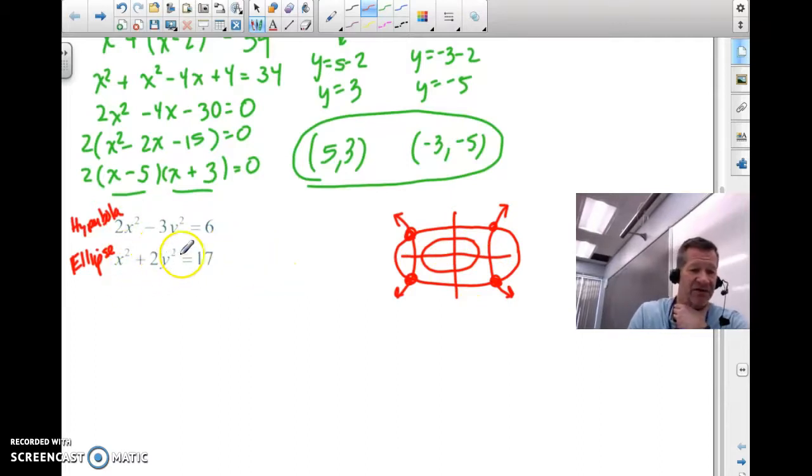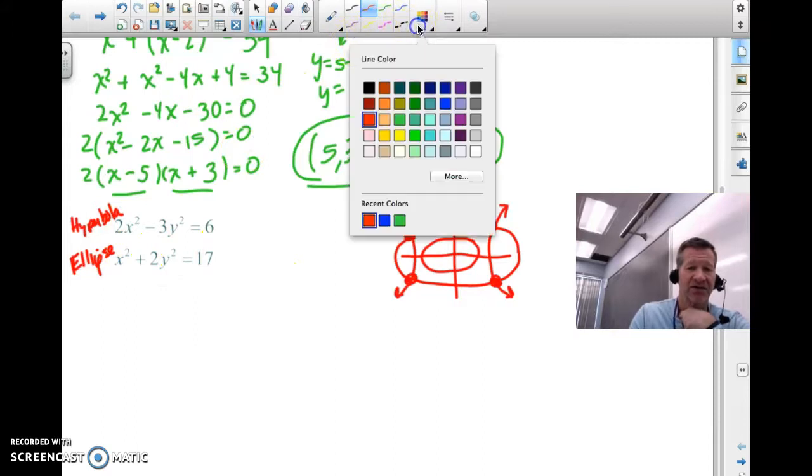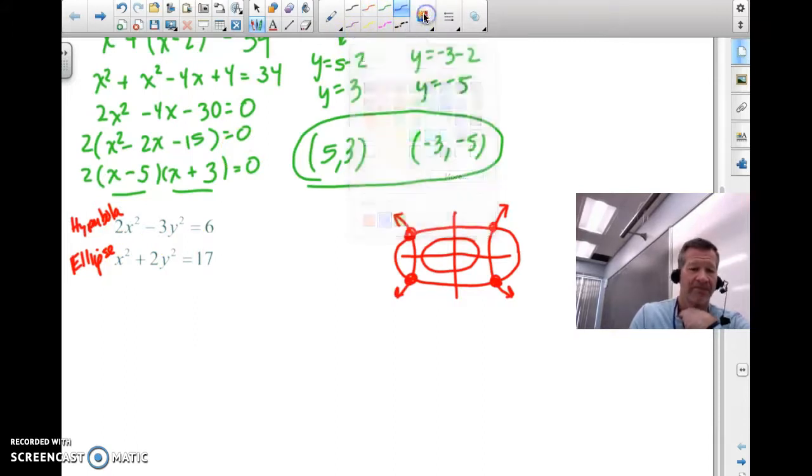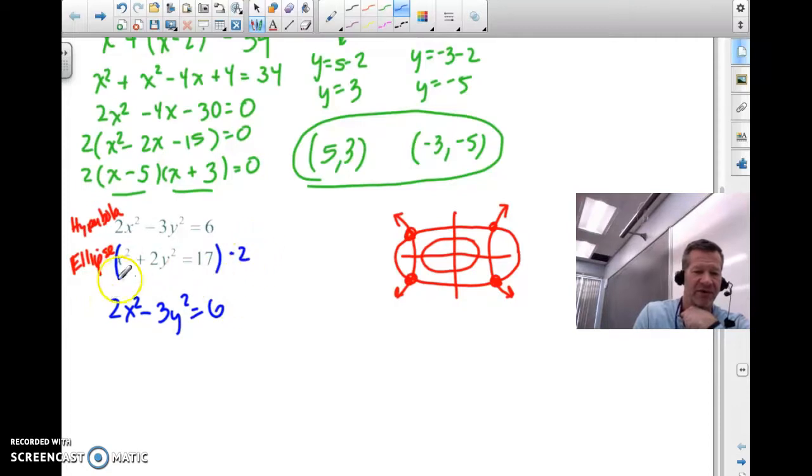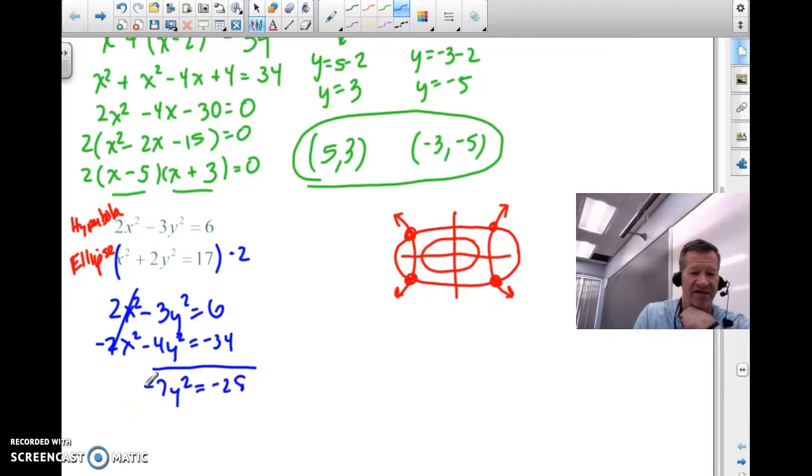Now this time everything's squared, so I think this time elimination would work very well. If I can multiply this equation by a -2, I'll get the x squareds to cancel. So the first equation, 2x squared minus 3y squared is 6, I'm going to leave alone. But multiplying this by -2, I've now got -2x squared minus 4y squared is -34. So those cancel. And now look what I have here. -7y squared is -28. Dividing by -7, I've got y squared is 4.